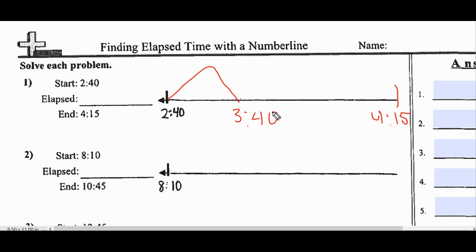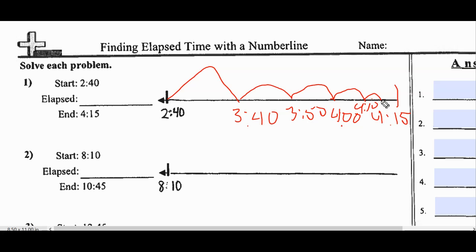So from 3:40, 10 more minutes is how much? 3:50. And 10 more minutes from 4 o'clock. Okay. And then 10 more minutes? 4:10. Yeah. And now I'm almost there, huh? So then I'm going to do a little one, which is 5, and then I get to 4:15.